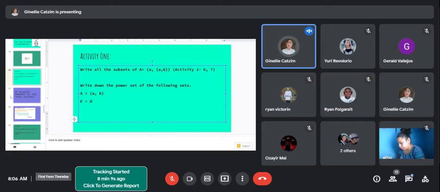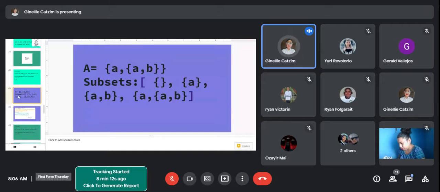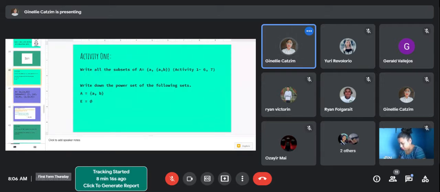Remember the ones that I have here? It's basically the same idea. What could be a subset of A? What do you think? What could be something that will be found in A? Remember, all the elements of a subset are found in the big set, which is set A.